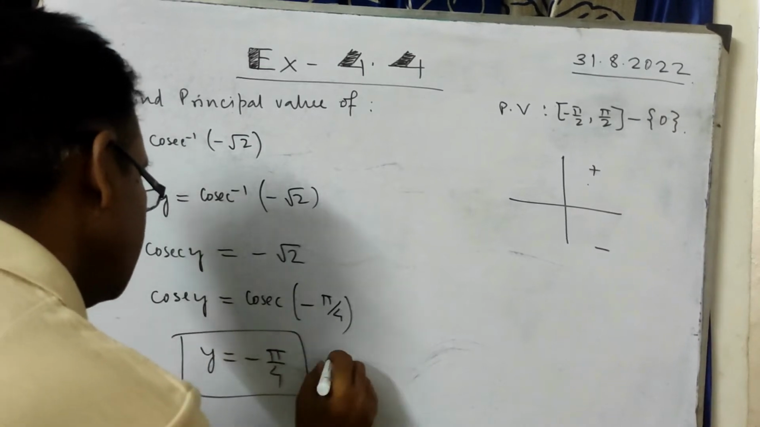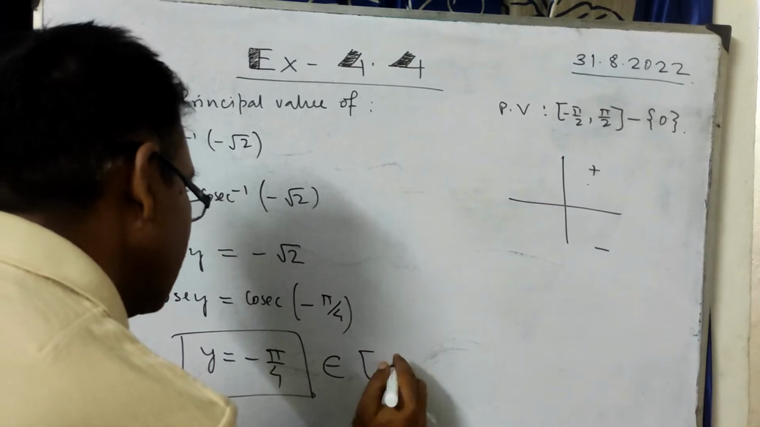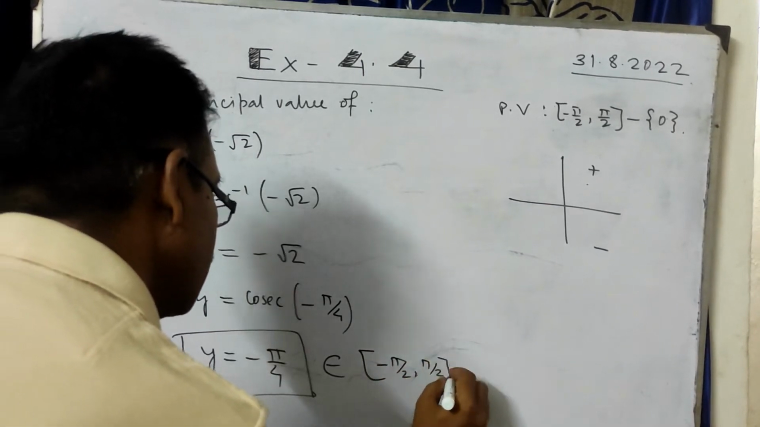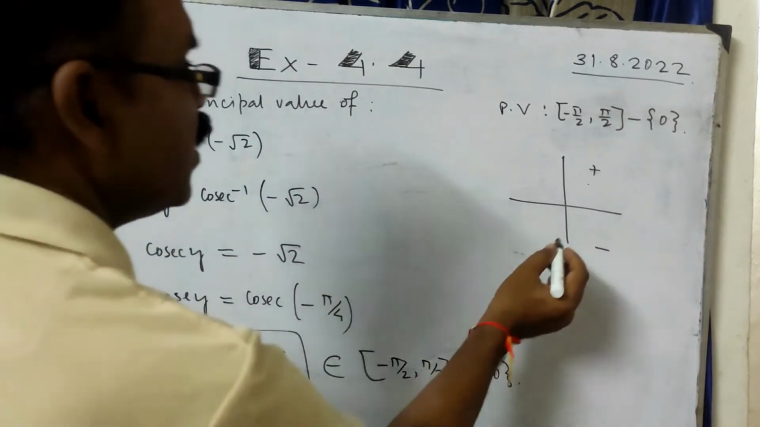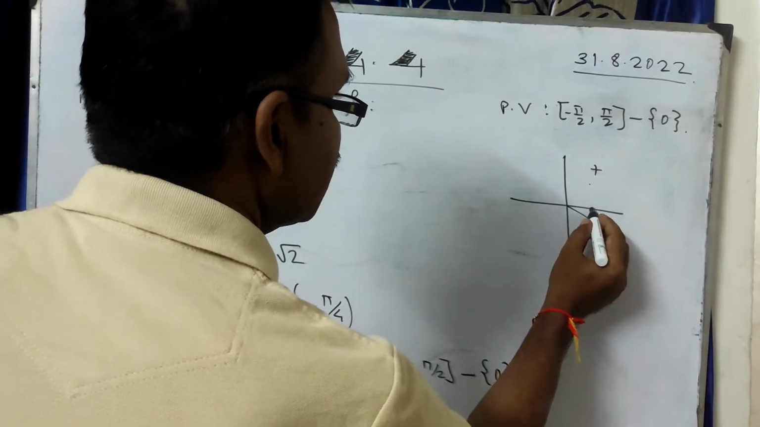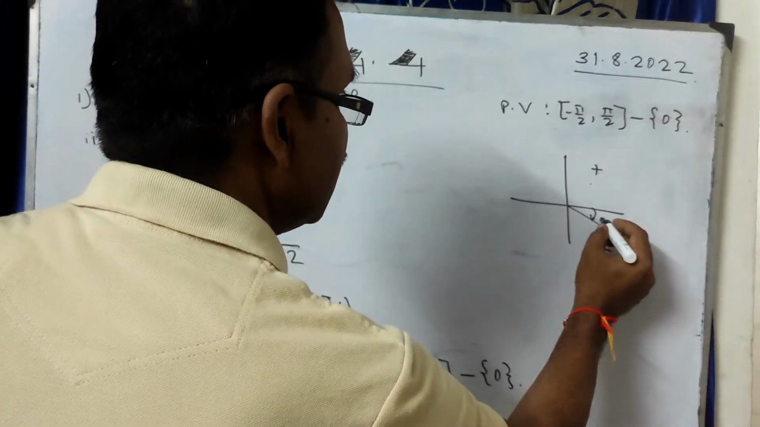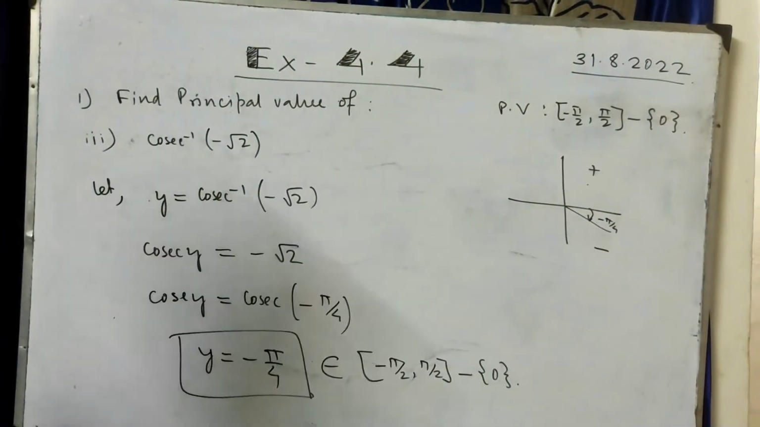And this belongs to the principal value, that is minus pi by 2 to plus pi by 2. Minus 0, right? So where is it? Here it will be at minus pi by 4. Minus means it is clockwise, right? Clockwise angle. So this is minus pi by 4. This angle will be your principal value.